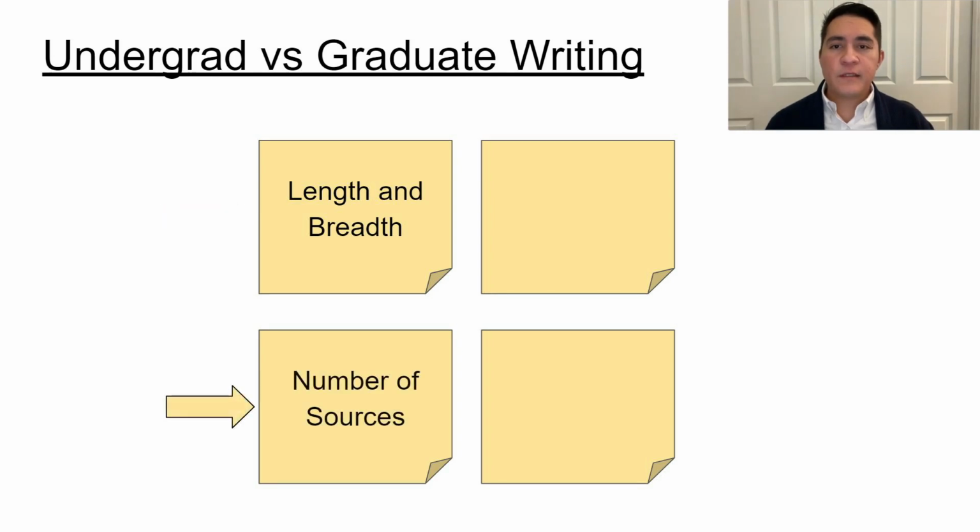The second difference is that while undergraduate papers usually only require a small handful of sources, grad papers require more sources. Some shorter papers may require around 5 to 10 sources, but the longer grad papers can require up to 20 to 100 sources. The third difference is while undergraduate papers are typically shorter and can be written quickly, grad papers are typically longer and require more revisions.